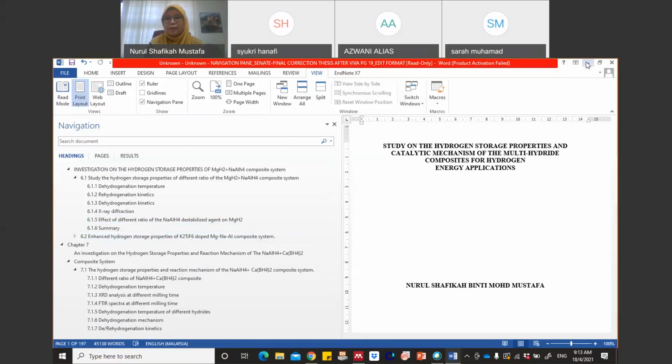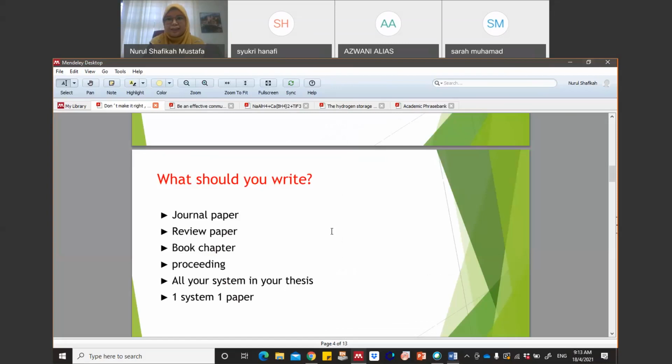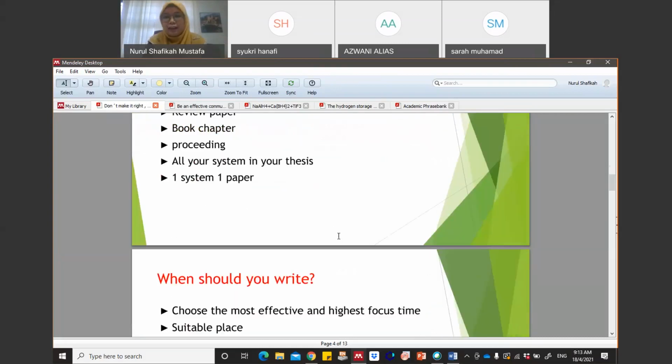This focus on thesis lah. So because my thesis is based on papers, I will write the system first, one paper about the paper, and then I will put it into my thesis after I finish one system. Okay, like that.